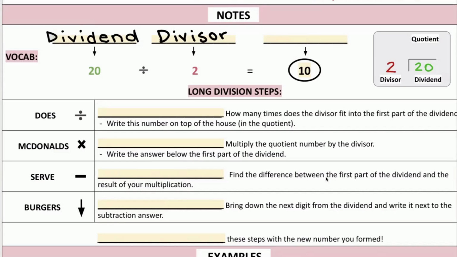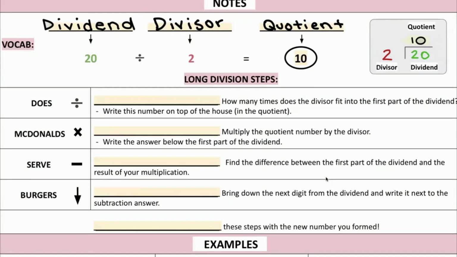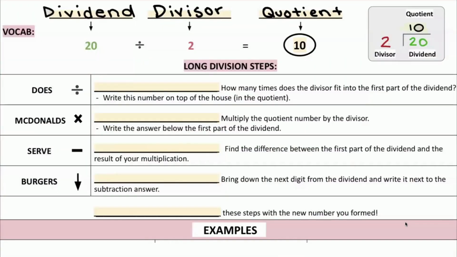And then our last vocab word is the quotient. The quotient is the answer to a division problem. And our quotient will always go on top of the house. So you can see 10 on top of 20. 10 is our answer. Let's get into our long division steps.